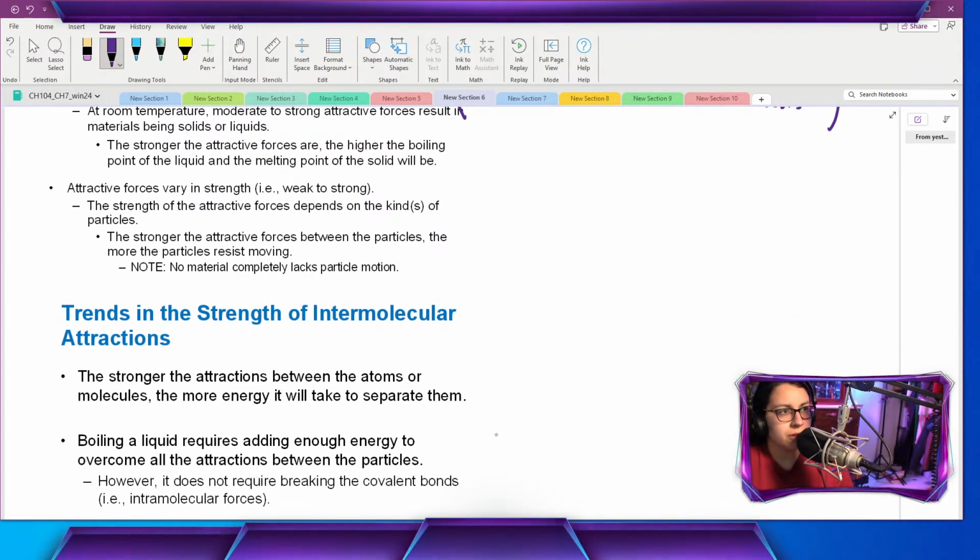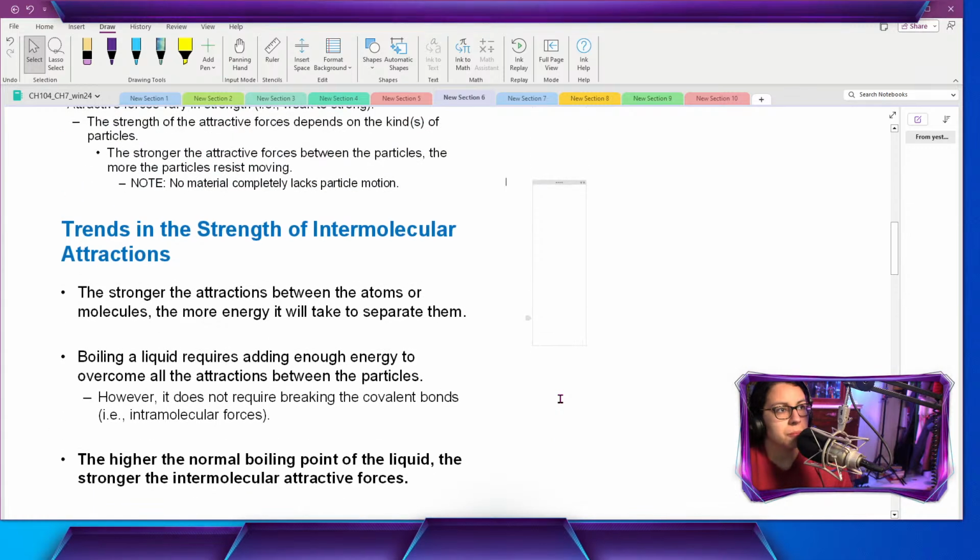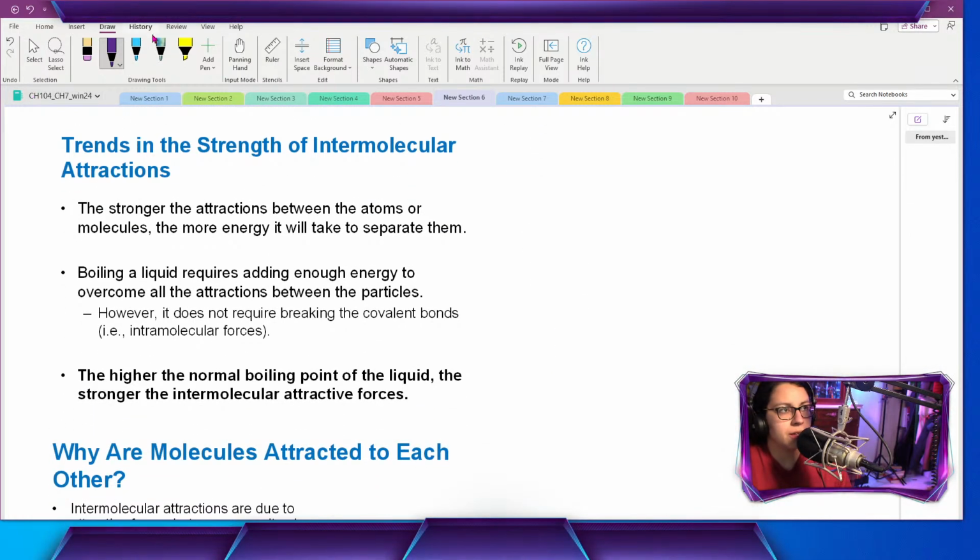And so the stronger the attractive forces, the more the particles resist moving. So this just means right with each other. So kind of think of going from the liquid to the gas state. So if there are more intermolecular forces, right, it's not going to want to fly away. And again, a really key point is we're talking about separating atoms, but we're not breaking any bonds.